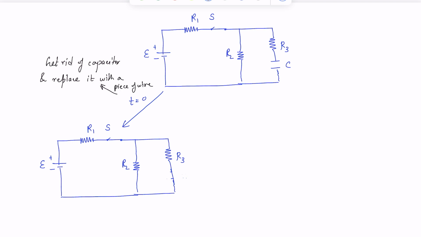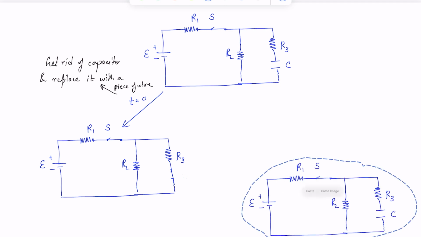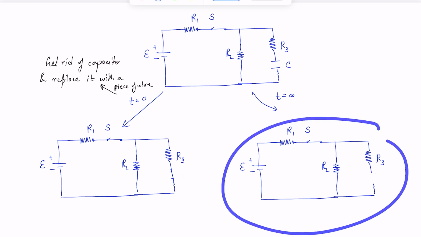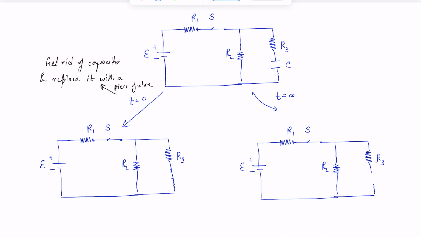Now at t equals infinity, just get rid of the capacitor. Step one is the same: get rid of the capacitor, but don't do anything else. Don't replace it with a piece of wire. So the circuit now will be like this. When t equals 0, you replace that capacitor with a wire, and then you have this circuit, and different things can be calculated. You already know how to solve a circuit like this.